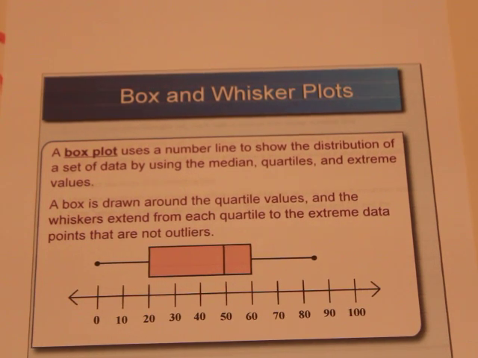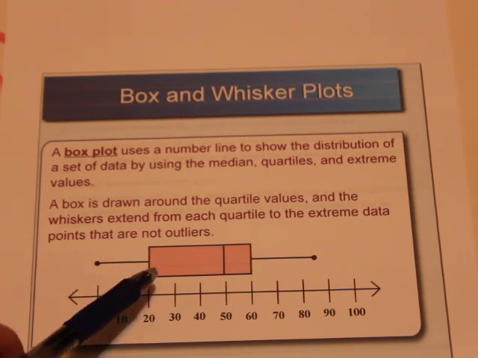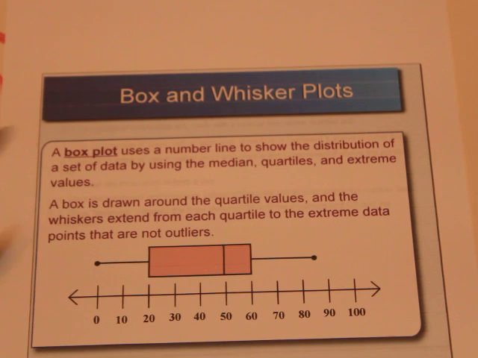Okay, class. So now we are going to talk about how to actually use what we learned about the measures of spread in our last video and put it into a meaningful graph. And these are called box and whisker plots. And you need to write down this definition here.